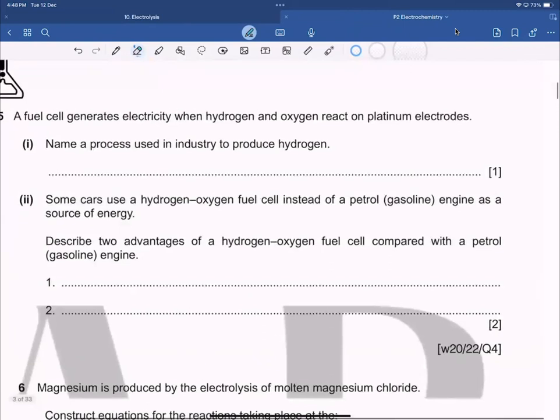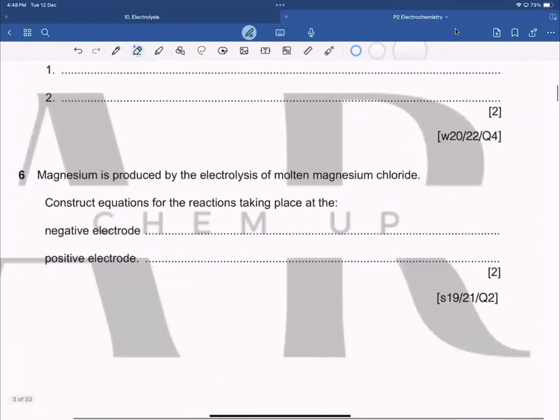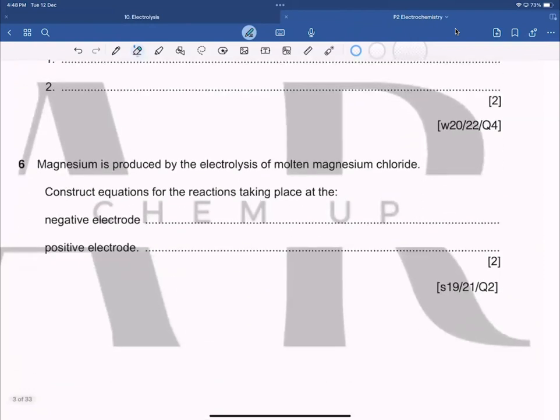So see, two advantages of hydrogen fuel cell, you have to remember those. Okay. Now see, magnesium is produced by the electrolysis of molten magnesium chloride. See, now what are we using? Molten. So it means we are going to have only one positive ion and one negative ion because it's molten, it's not aqueous. Construct equations for the reaction taking place at the negative electrode and the positive electrode.